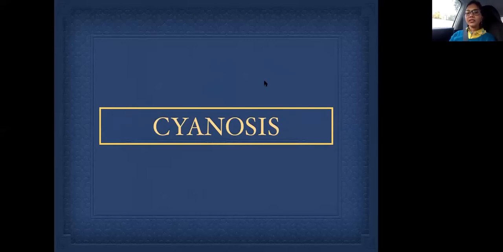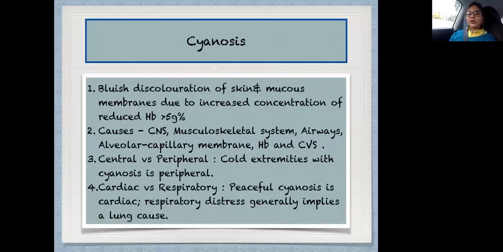And now cyanosis. So yes, the definition we all know: bluish discoloration of skin and mucous membranes due to increased concentration of reduced hemoglobin. Causes can be anything from CNS, musculoskeletal system, airways, alveolar capillary membrane, hemoglobinopathies, and cardiovascular. Central versus peripheral: cold extremities with cyanosis is peripheral. Cardiac versus respiratory: the classic teaching is that peaceful cyanosis is cardiac, and respiratory distress generally implies a lung cause.